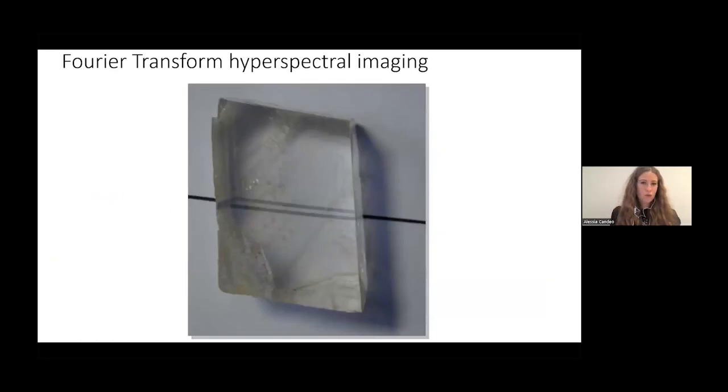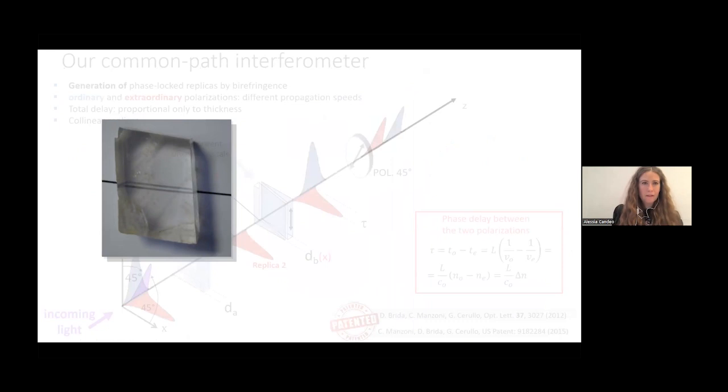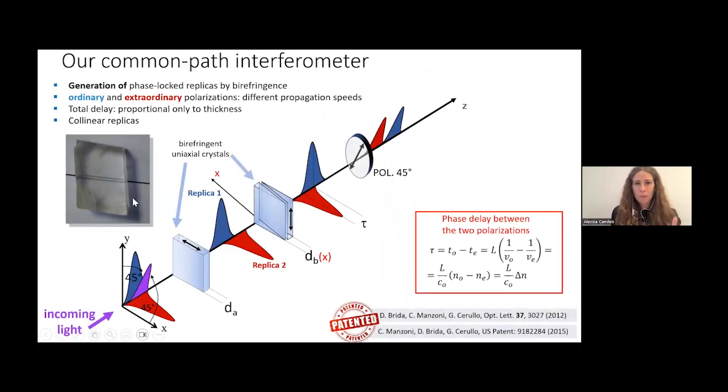The generation of the two replicas is based on the use of a birefringent crystal. And in our case, we have a common path interferometer where the incoming light can be split into two replicas, one running on the ordinary axis of the birefringent material and the other one running on the extraordinary axis of the same. And when they exit the crystal, they have a delay between themselves.